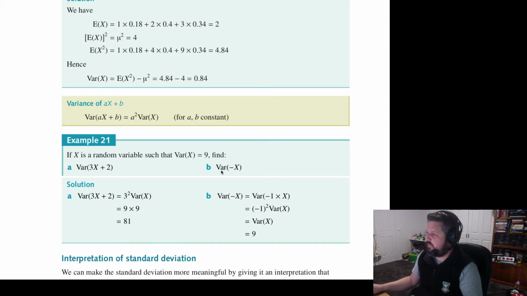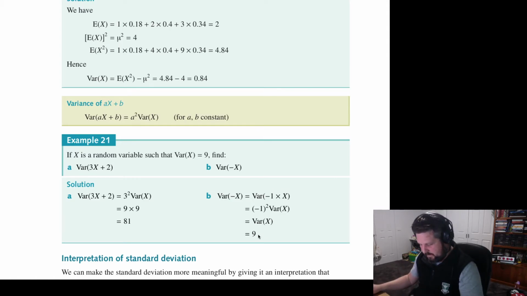Another one here, if you ask for the variance of negative x, again, you can use this here. Negative x is the same as negative 1 multiplied by x. Yep, so that's that a value that's just here. So again, that can be pulled out the front and be squared. Note, you need to put the brackets around that negative value just to make sure the calculations are correct. When you square it, negative 1 squared obviously becomes positive 1. So positive 1 times the variance of x. We know the variance of x was just 9 from up here, so the response here is 9.